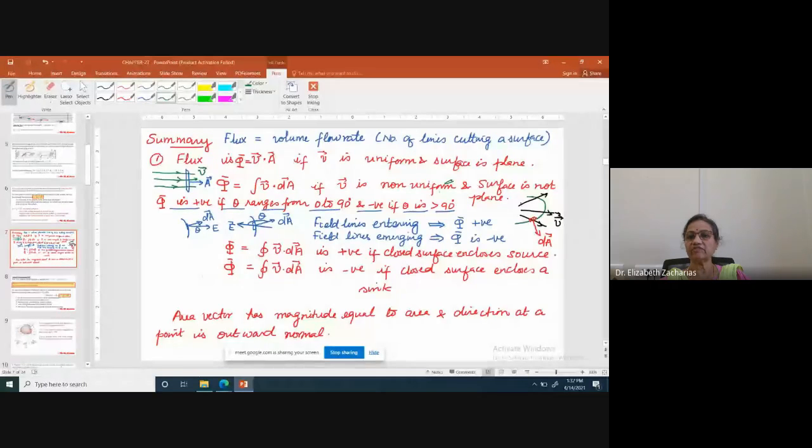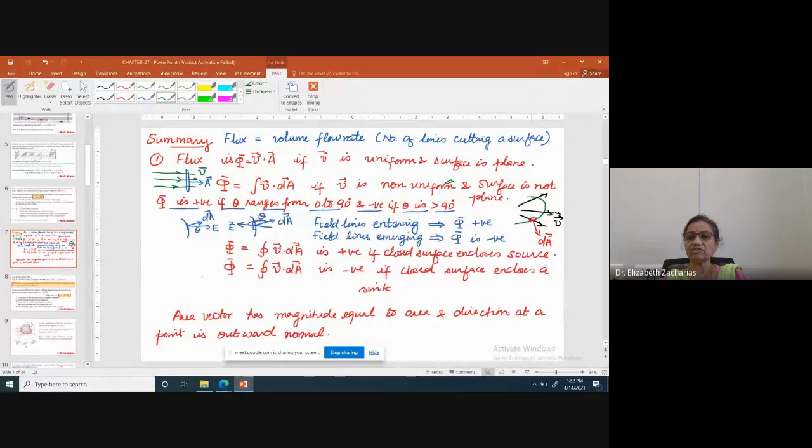On the right hand side we have another picture. Here the surface is not a plane surface, it's a curved surface, and the velocity field is also not uniform, the lines are diverging. So in that condition, how do you find out what is phi? In this case, phi will be integral V dot dA. And what is the dA vector?